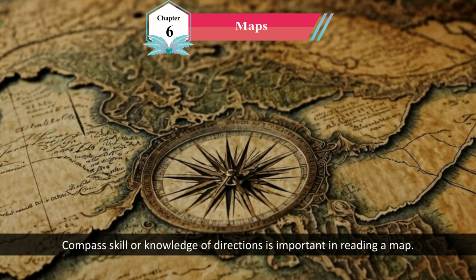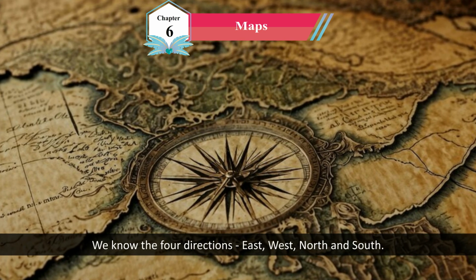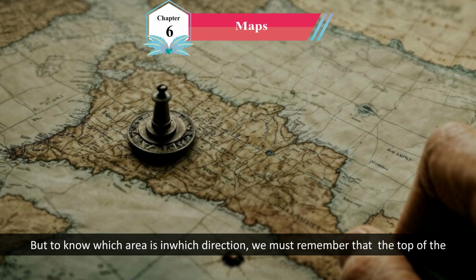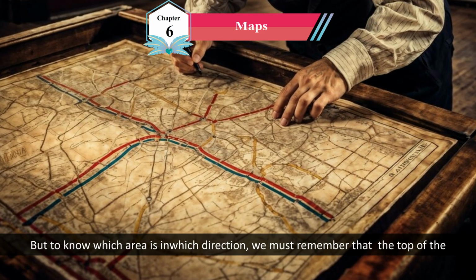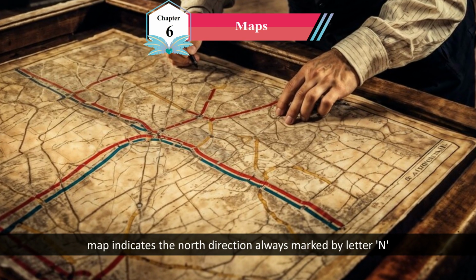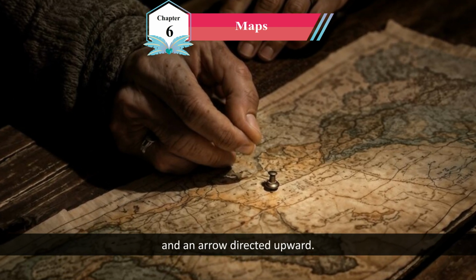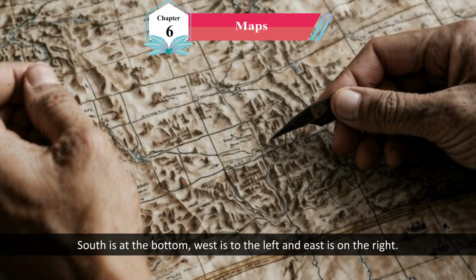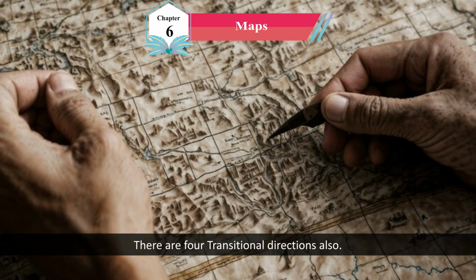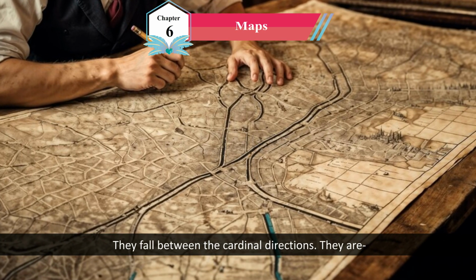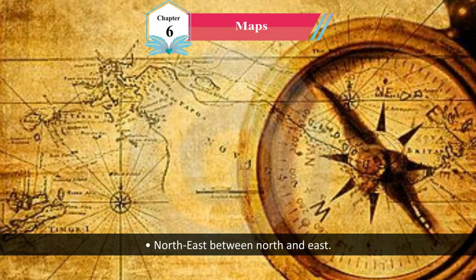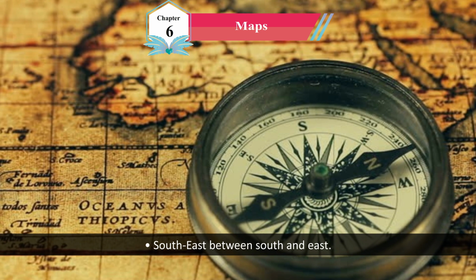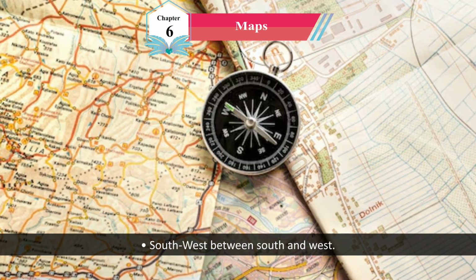Compass, skill, and directions. Compass, skill, or knowledge of directions is important in reading a map. We know the four directions: east, west, north, and south. But to know which area is in which direction, we must remember that the top of the map indicates the north direction, always marked by the letter N and an arrow directed upward. South is at the bottom, west is to the left, and east is on the right. There are four transitional directions also. They fall between the cardinal directions. They are: northeast, between north and east; northwest, between north and west; southeast, between south and east; southwest, between south and west.